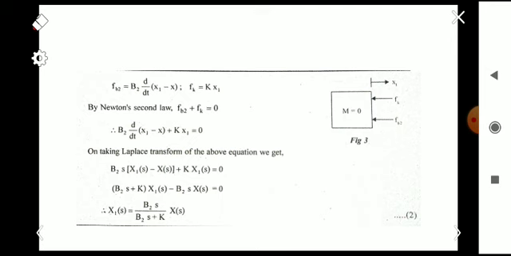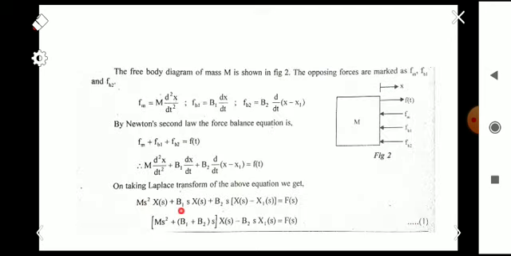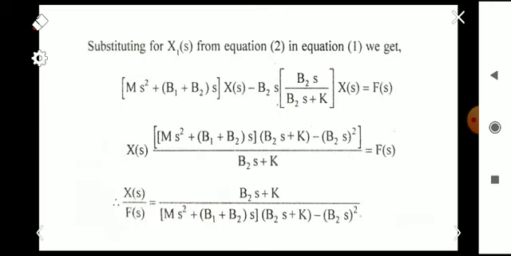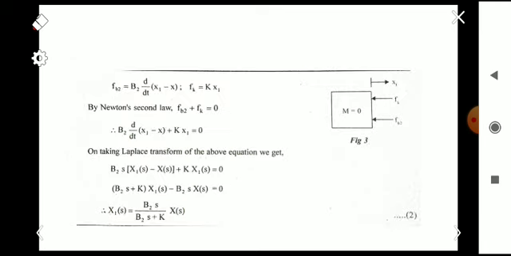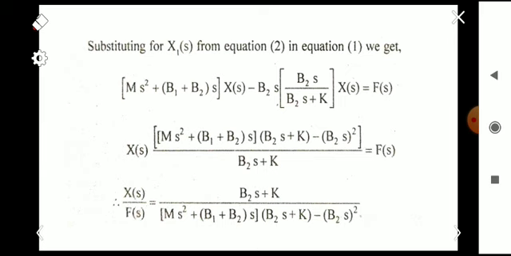Now we have to substitute this value of x1 of s in the previous equation. In the previous equation the variables are x of s, x1 of s, and f of s. So we have to substitute this x1 of s for obtaining the transfer function x of s by f of s. Just write this value instead of this x1 of s here, that is b2s by b2s plus k, and by rearranging that we can find x of s by f of s as like this.